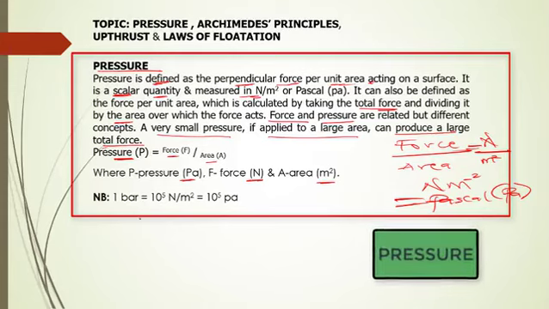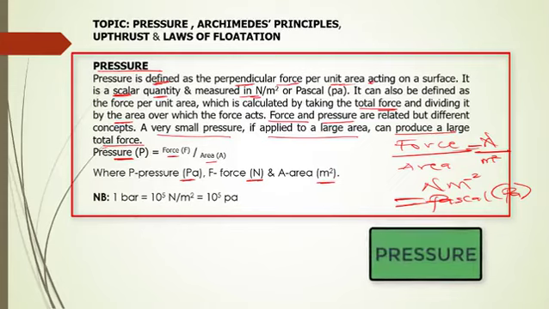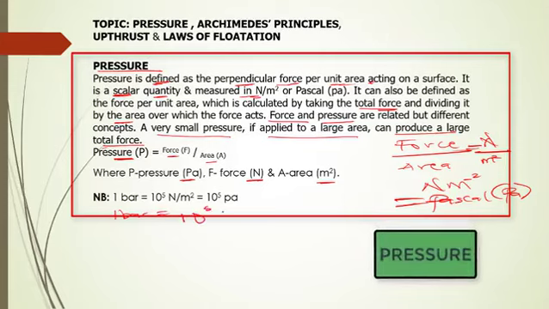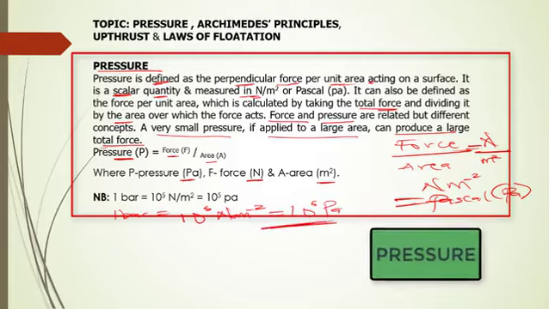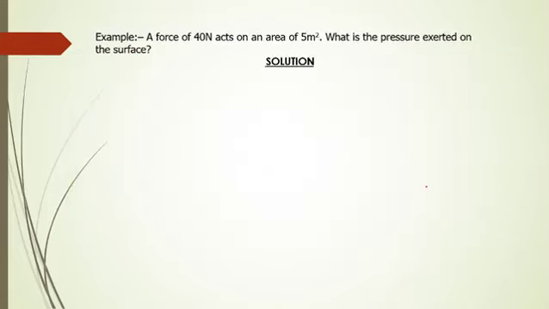We also have other multiples of pressure, which is 1 bar. Bar is also a unit of pressure. 1 bar is equal to 10 raised to the power 5 Newton per meter squared. We can say 10 raised to the power 5 Pascal. That's 1 bar. So when you hear 1 bar, know that it refers to 10 raised to the power 5 Pascal. Now let's take this example that will help us to apply the principles that we just talked about.